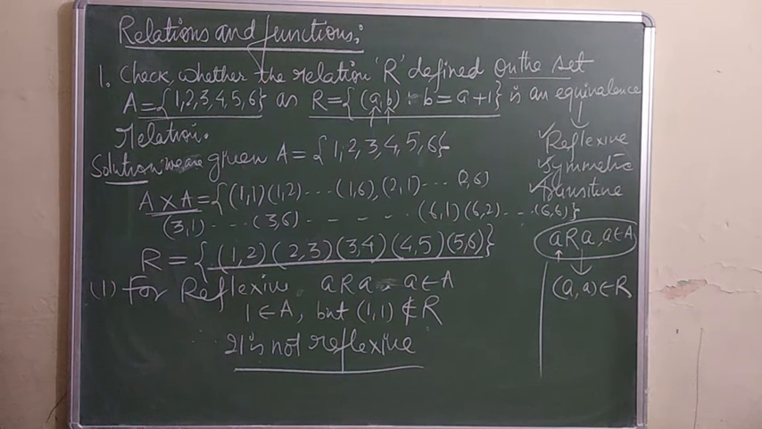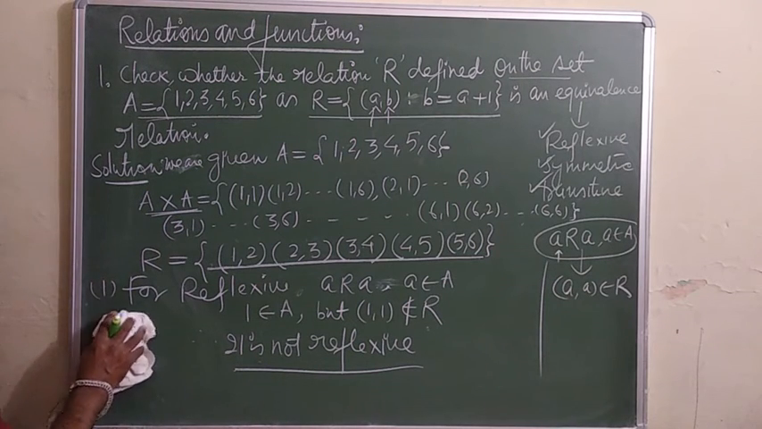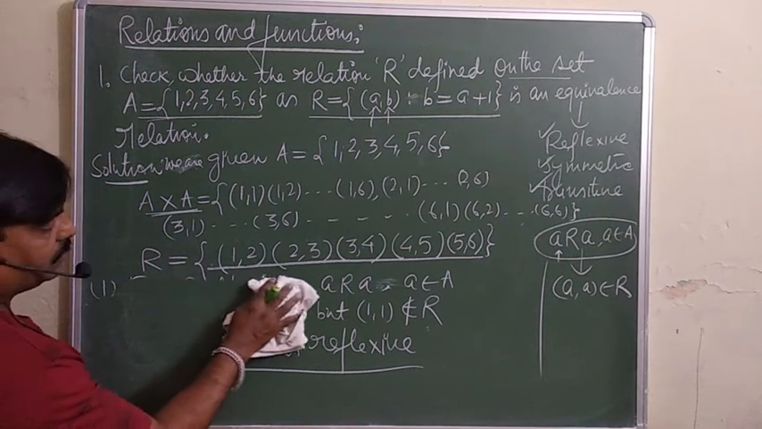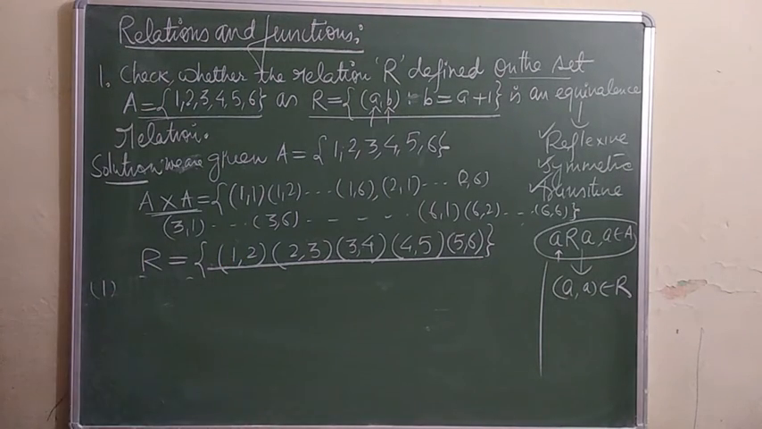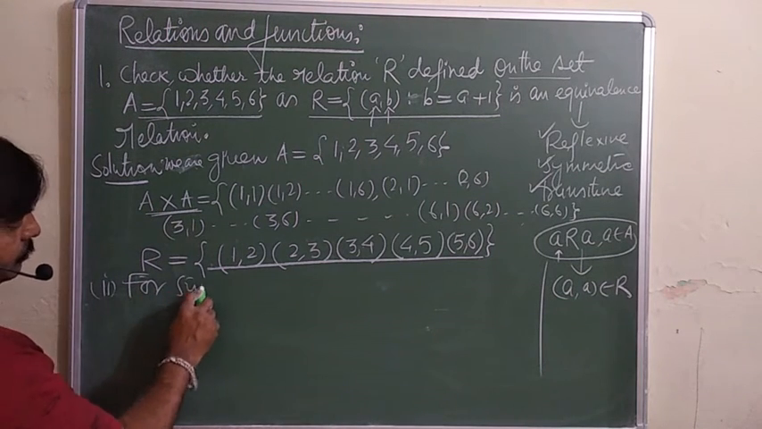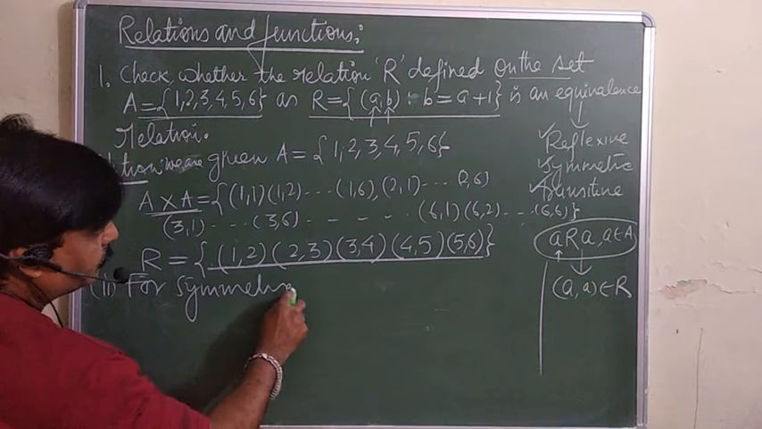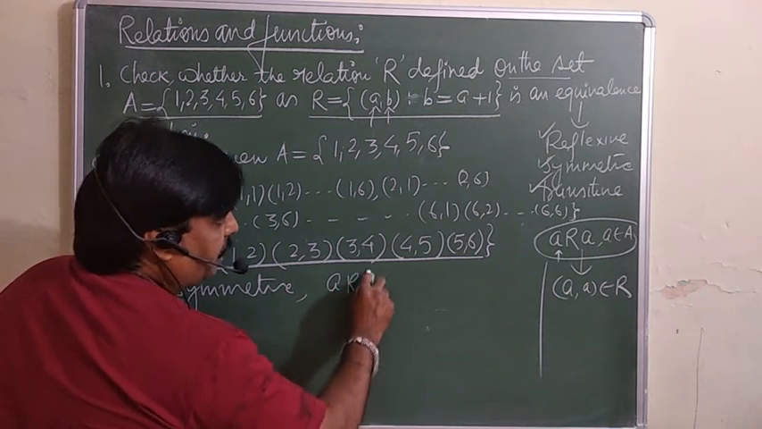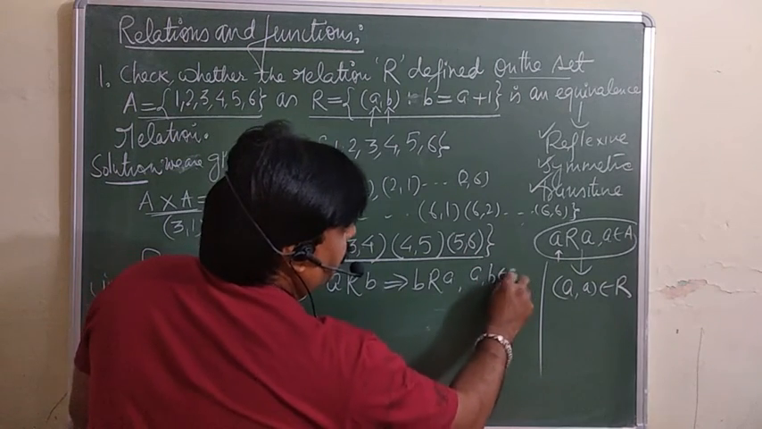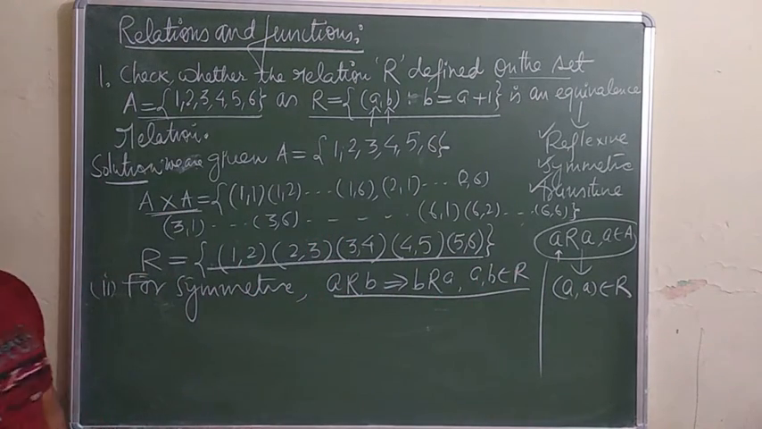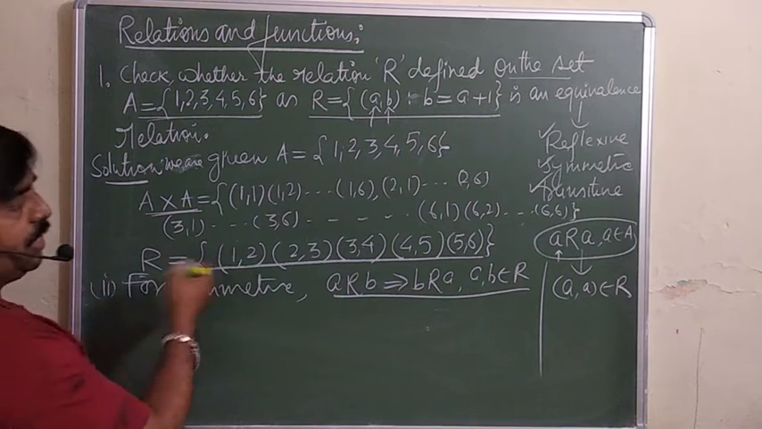Similarly, have a look now. We will check for symmetric. For symmetric, the condition you know is: a R b implies b R a, where a, b belong to A. This is the condition to become symmetric. So you have to check here now.